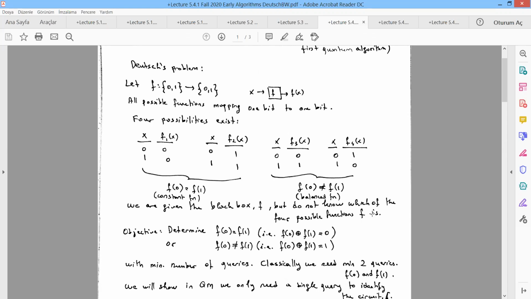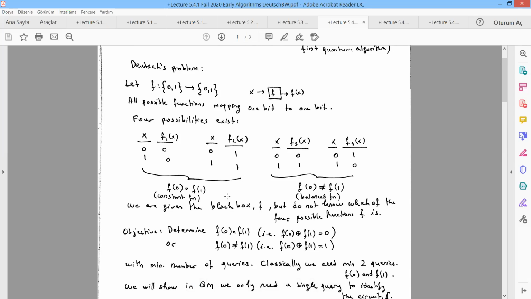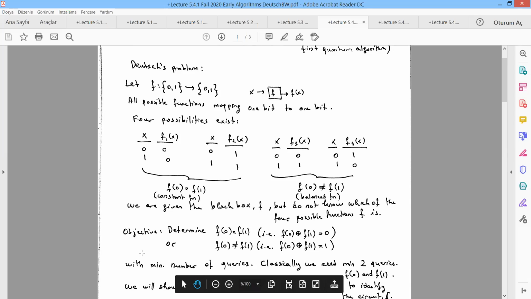So we are given this black box F, but we do not know which of the 4 possible functions this F represents. The objective of Deutsch's problem is to determine whether it's a constant function or a balanced function. In other words, whether f of 0 equals f of 1 or f of 0 is different from f of 1. So we want to classify this circuit, which we don't know, as a constant function or a balanced function with the minimum number of queries.